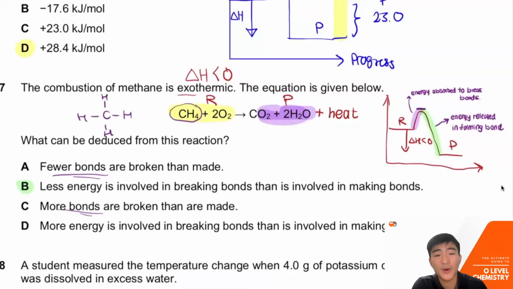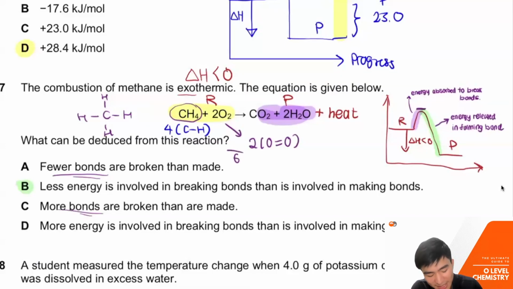Okay, this one you need some organic chemistry knowledge to know, right? So you can see that in one CH4, I have 4 of the C-H bond. Now, next, I got oxygen. Oxygen, I got 2 of the O double bond O. So total, I got 6 bonds already.